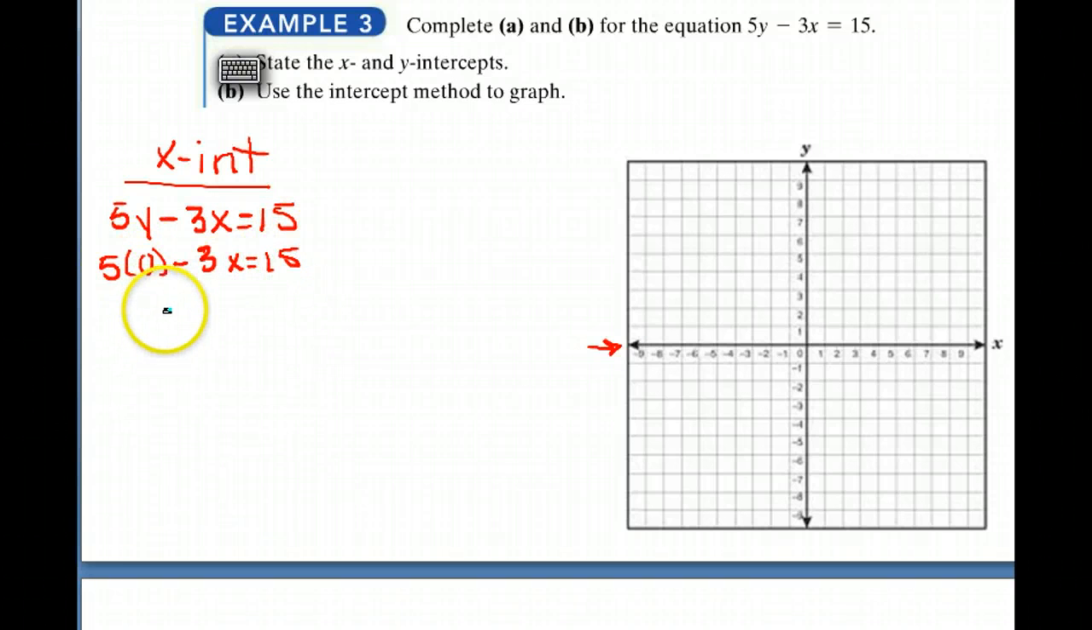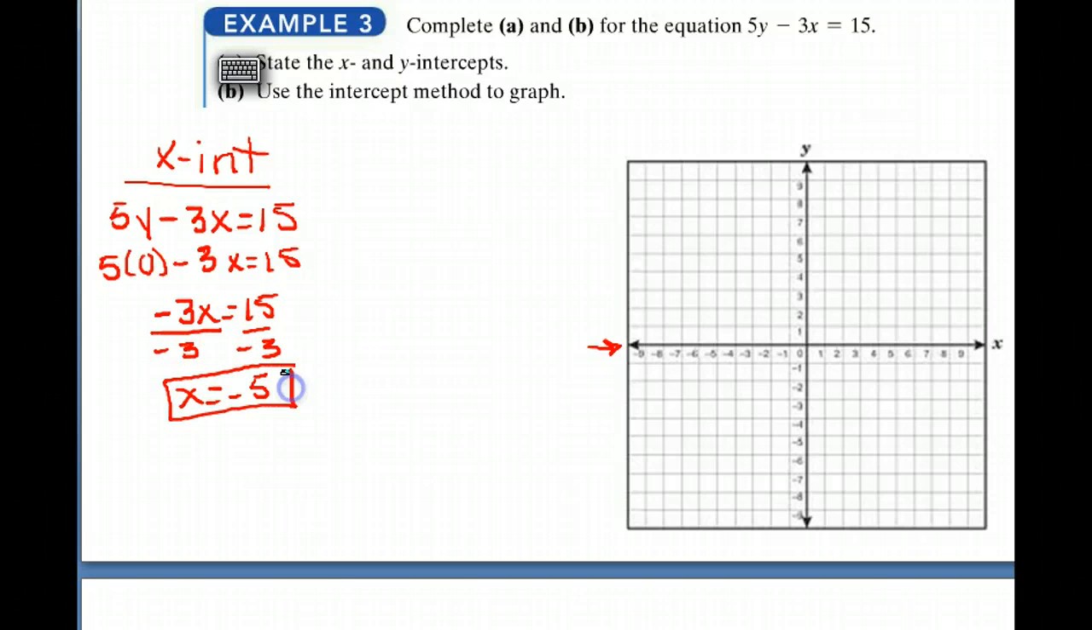So 5 times 0 is 0, and we're left with negative 3x equals 15. We'll divide both sides by negative 3, and x equals negative 5. That means that my x-intercept, the ordered pair where it's going to cross the x-axis, is negative 5, 0. So I'm going to go ahead and put my point on negative 5, 0 to represent that x-intercept.